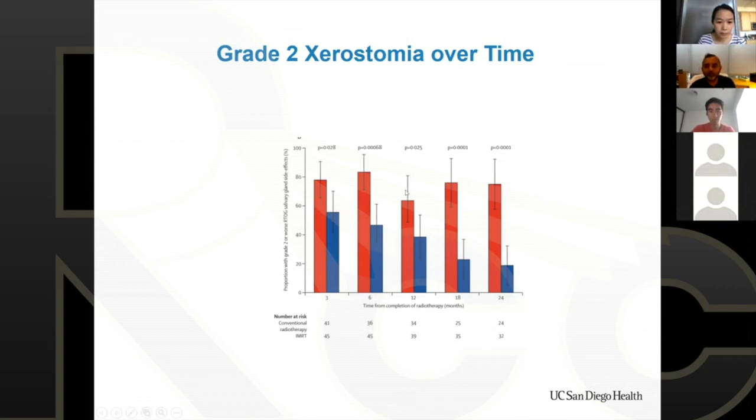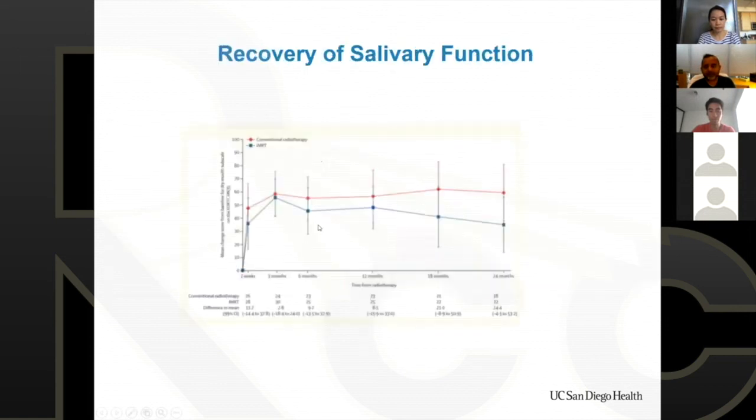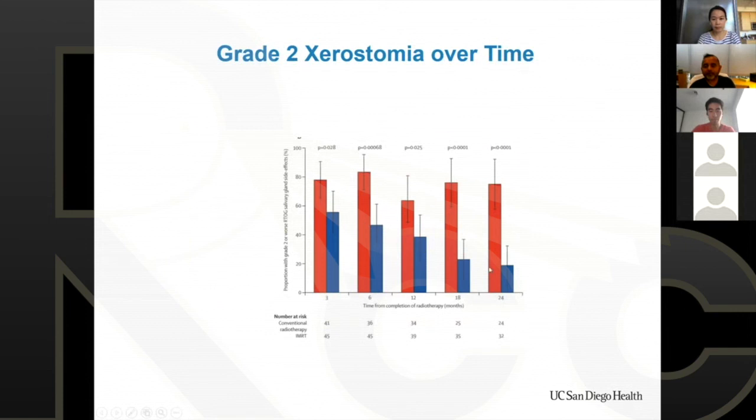But what you see over time with 3D conformal, as we all know, is that there is almost no recovery of salivary gland function across time in these patients when you treat them with 3D conformal radiotherapy. And this is because, again, your mean dose here was on the order of over 50 gray. So you were completely obliterating that gland there. Versus if you look at patients with IMRT, you can see that there is recovery of function.